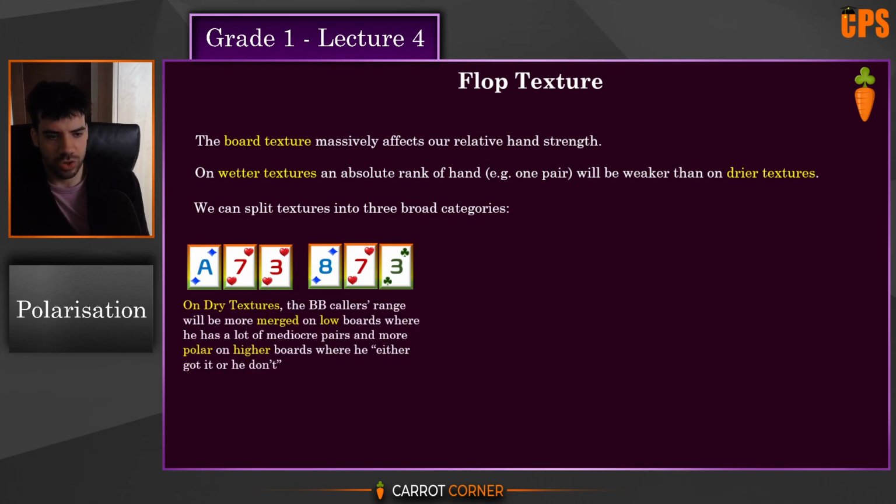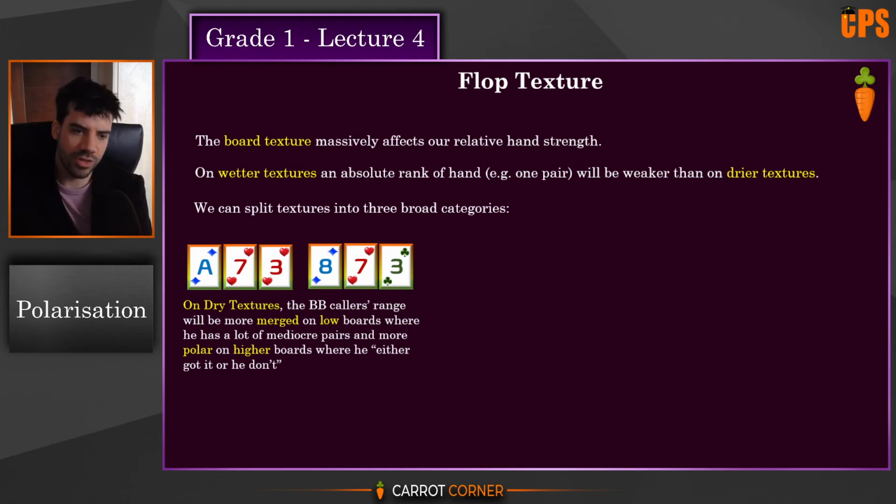The big blind caller's range will be more merged on low boards and more polar on high boards. Have a think about that. Why would it be more merged, meaning containing less of a concentration of polarized hands and more of a concentration of medium hands on a board like 8-7-3, but more polar on Ace-7-3?